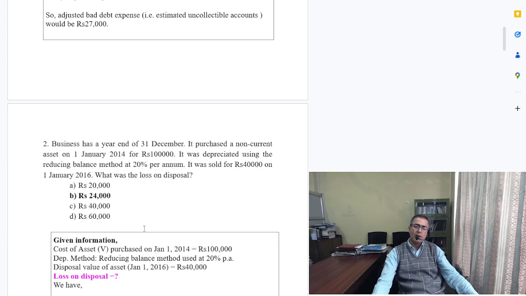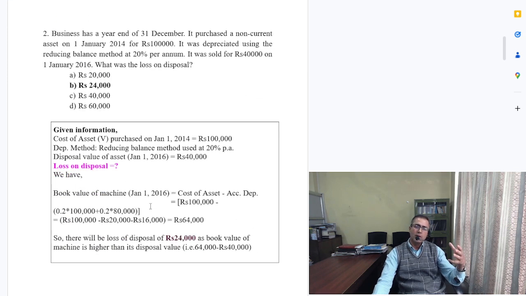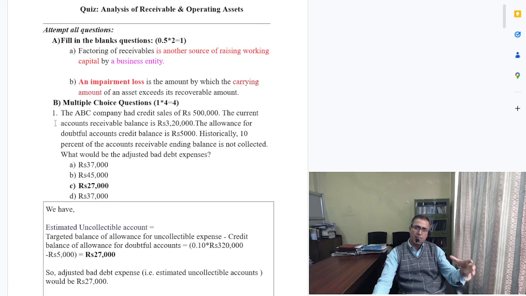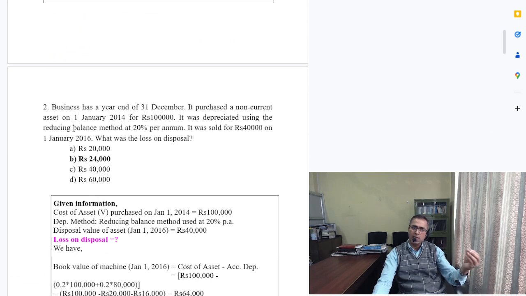Now what about the next question? Question number 2, from Part B. Now let's move to the second question. The business has a year end of 31st December, which means the business will be closing this period, and it purchased a non-current asset, that is a fixed asset, on January 1st 2014 for 1 lakh, and it was depreciated using the reducing balance method at 20% per annum. If it was sold for 40,000 on January 1st 2016, what was the loss on disposal?